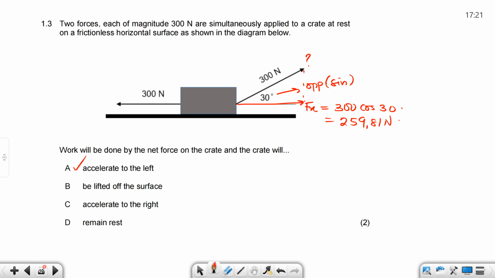Object will accelerate in the direction of the greater force. So the examiner is putting 300 there, trying to check, do you remember your component? So the object would move to the left because of a greater force. Please, you cannot compare a horizontal and an inclined force. If you are comparing forces, it must be horizontal. Idris, got that?